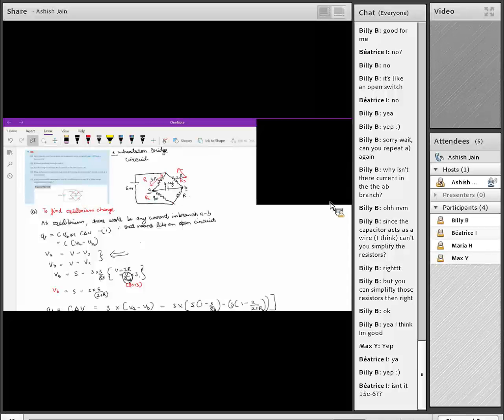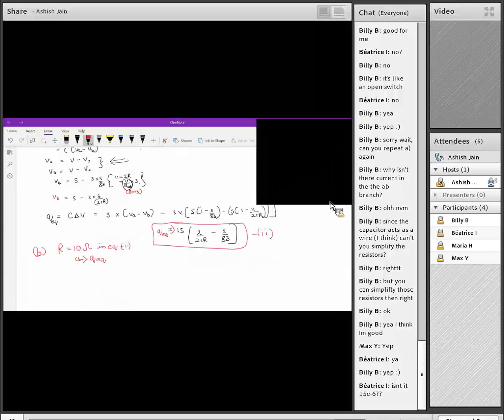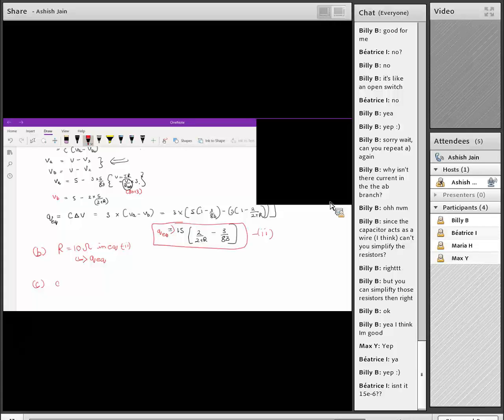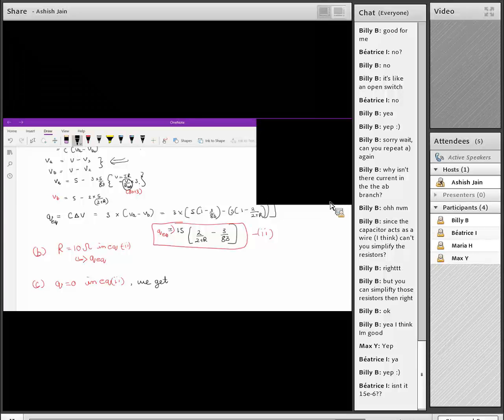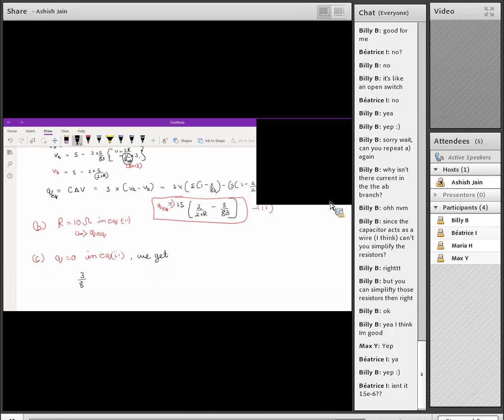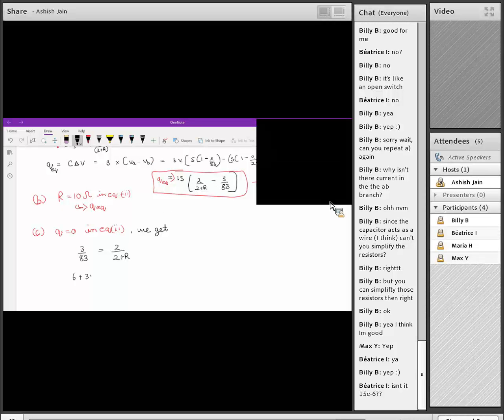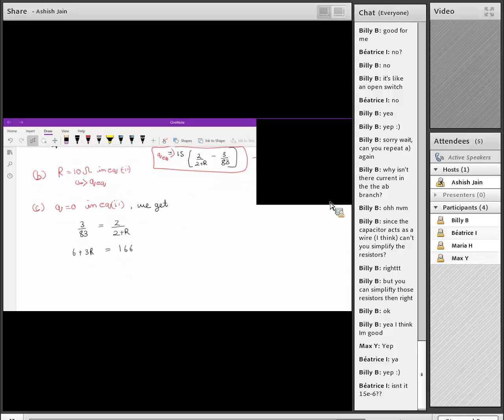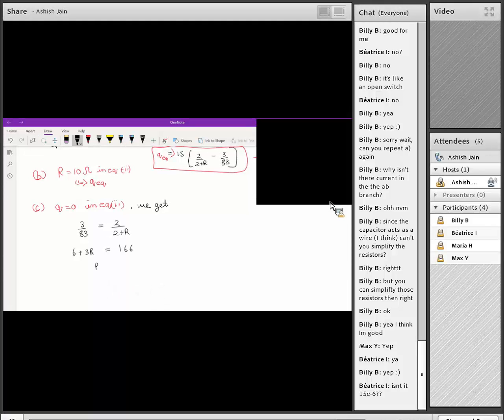Can the charge on the capacitor be 0? If so, for what value of R? Yes, the charge on the capacitor can be 0 if Q equals 0. In equation 2, we get 3 by 83, 2 by 2 plus R, 6 plus 3R, 166, or R is equal to 160 divided by 3.